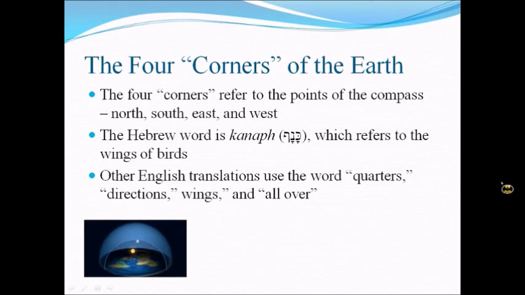The four corners of the earth. The four corners refers to the points of the compass: north, south, east, and west. The Hebrew word is kanaf, which refers to the wings of a bird. Other English translations use the word quarters, directions, wings, and so on.